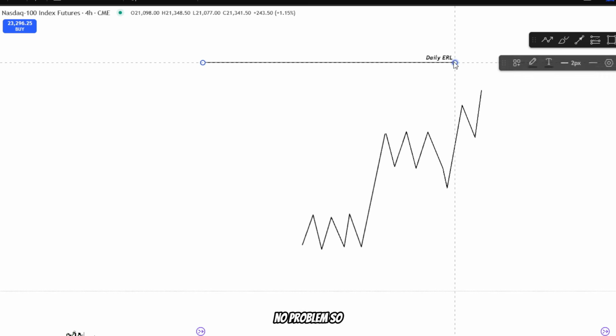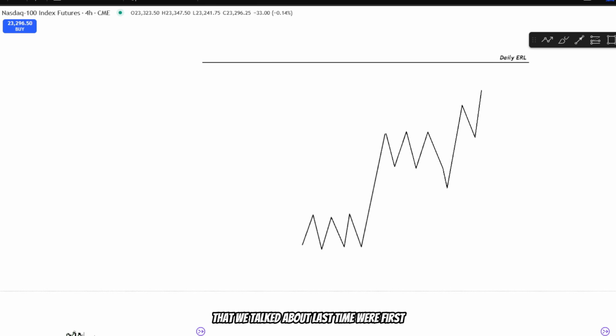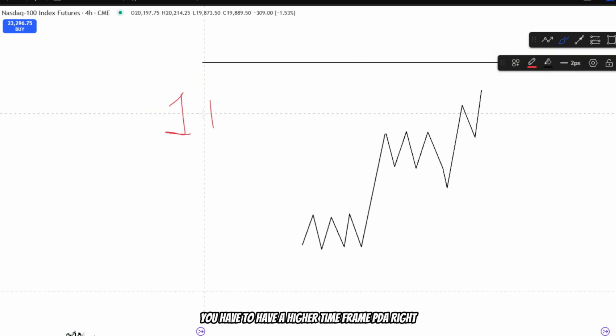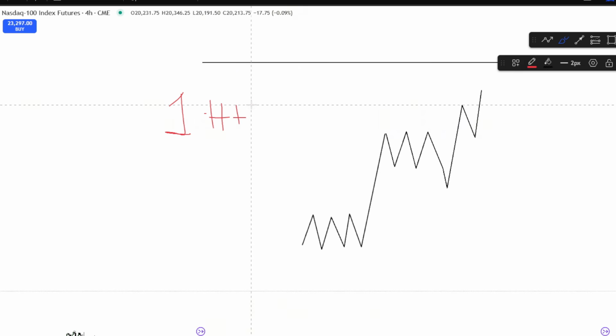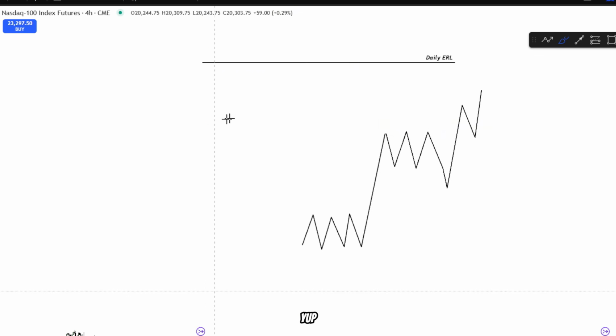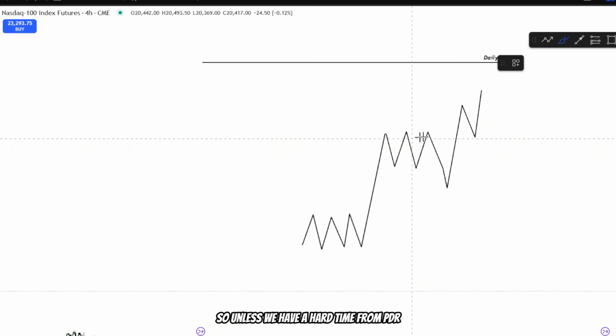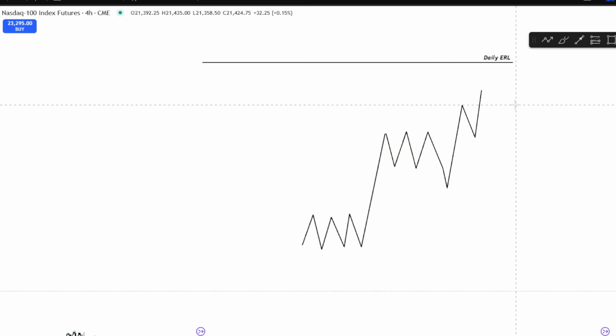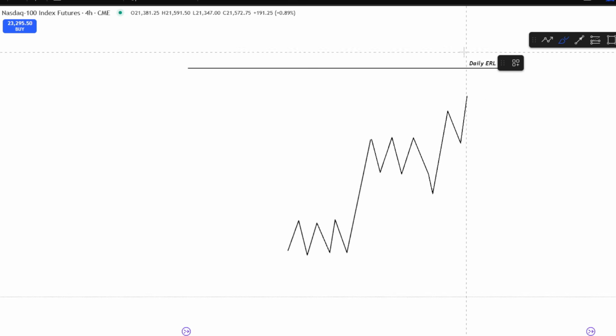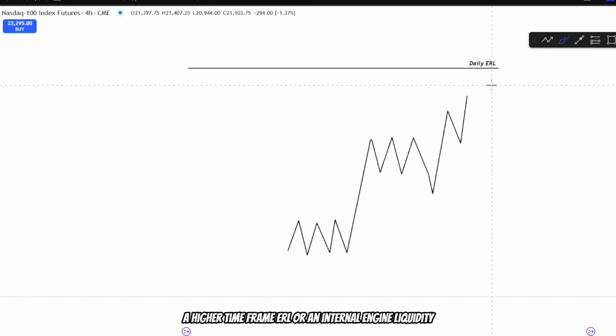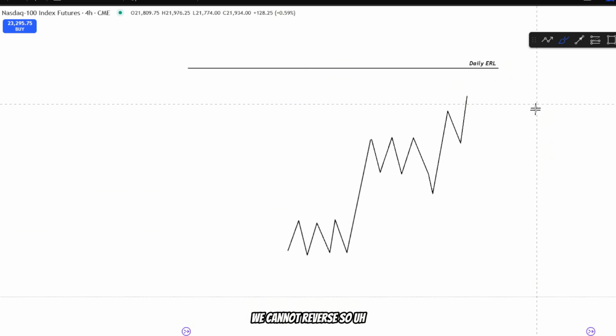Okay, no problem. So the three reversal conditions that we talked about last time were: first, you have to have a higher time frame PD array, right? So this ties into it perfectly. Unless we have a higher time frame PD array, which can be a higher time frame ERL or an internal range of liquidity, we cannot reverse.